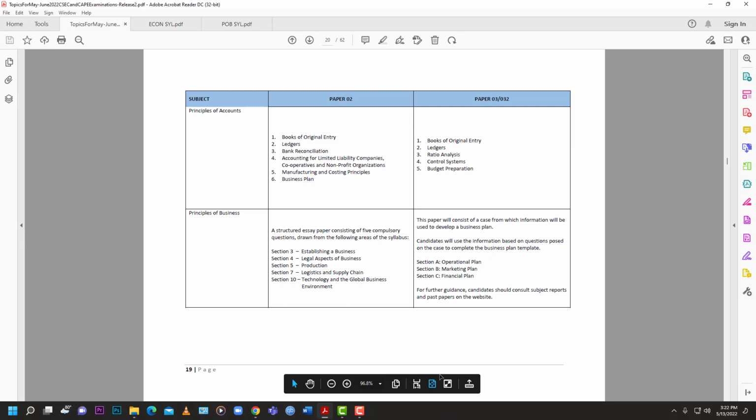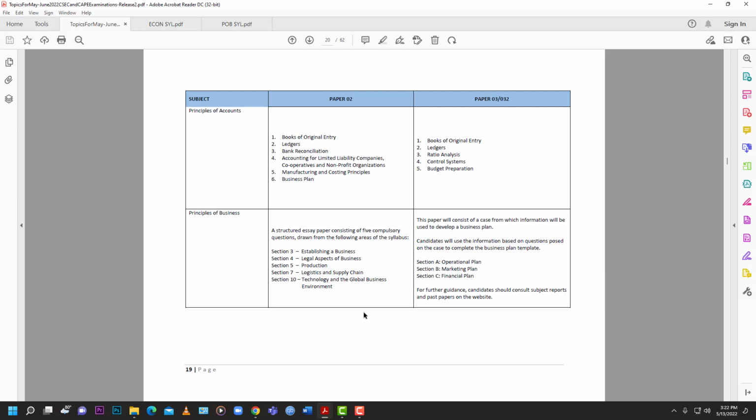So for paper 2, we're covering establishing a business, legal aspects such as contracts and insurance and those things. We are looking at production, so you have to learn the factors of production, those things. Logistics and supply chain. I have a feeling this is going to be a prominent topic in a lot of years to come because that's the newest topic in the syllabus. So make sure you are familiar with that one. And, of course, technology and the global business environment.